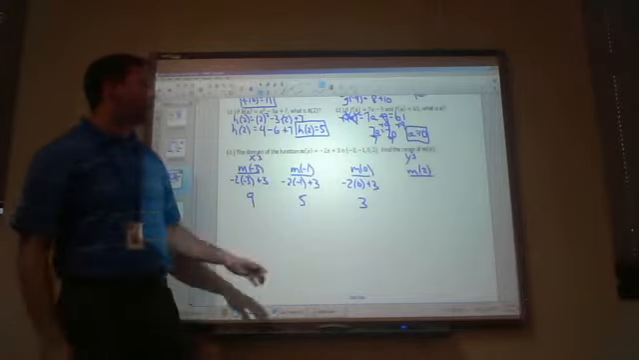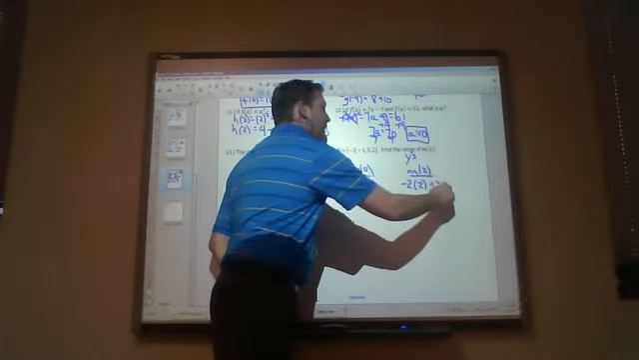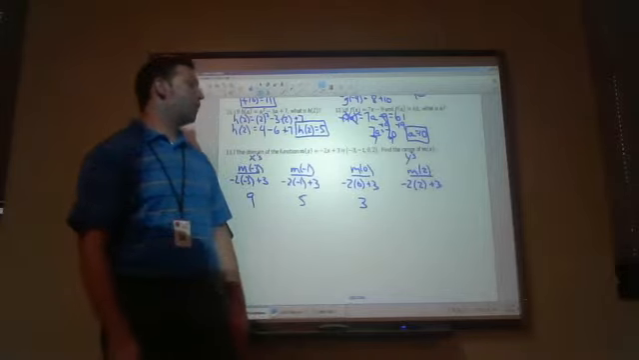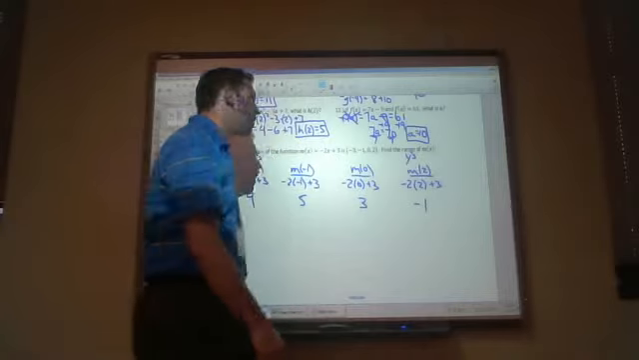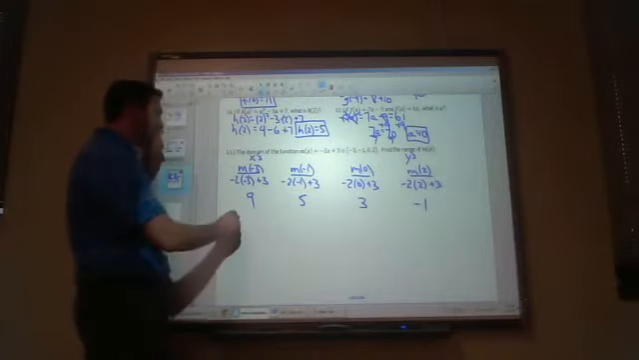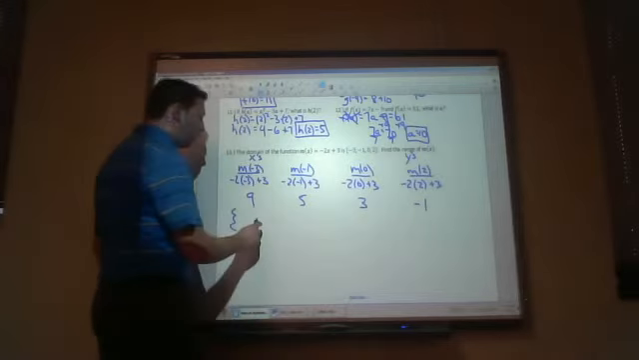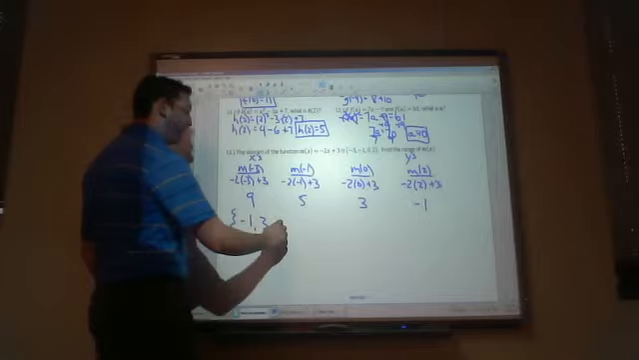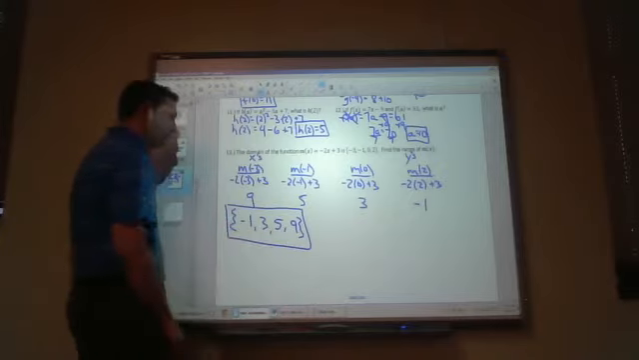And then we have m of 2, so I plug in 2, negative 2 times 2, and then plus 3. Negative 2 times 2 is negative 4. Negative 4 plus 3 is going to give me negative 1. So if I put that all together to find my range, let's put those in numerical order. Let's go negative 1, 3, 5, and then 9. That's the range. That's what we were looking for there.